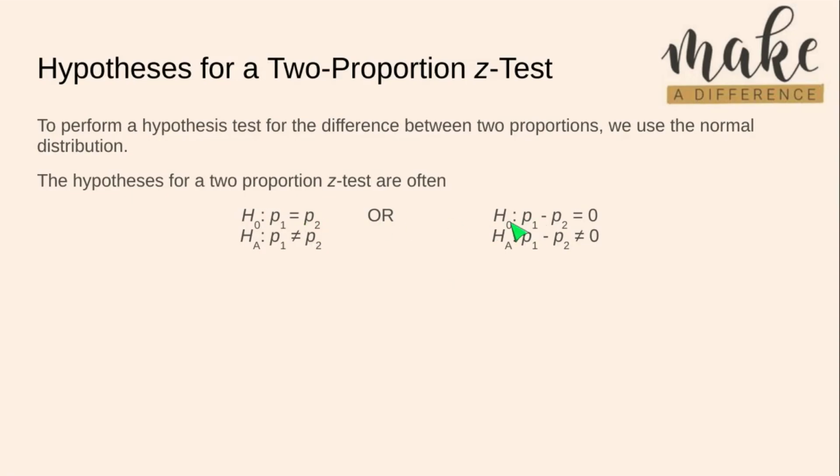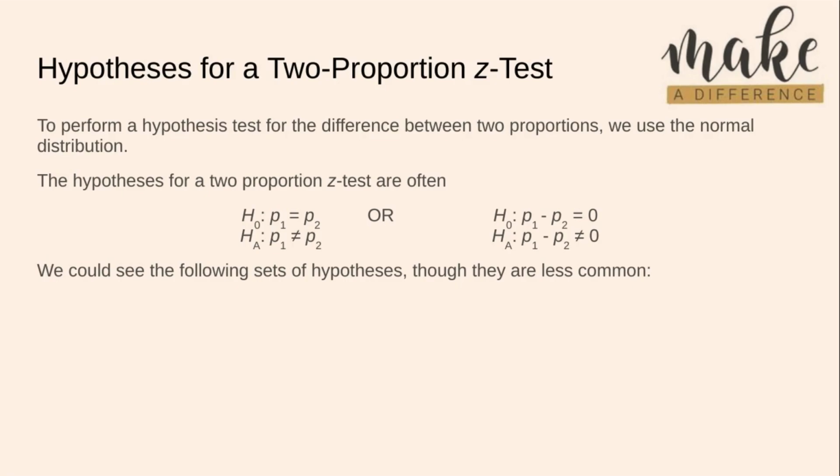If P1 equals P2, then the difference is 0. If P1 is not P2, then the difference between P1 and P2 is not 0, okay? So this is more true to what's going on mathematically because we are analyzing the difference of proportions.